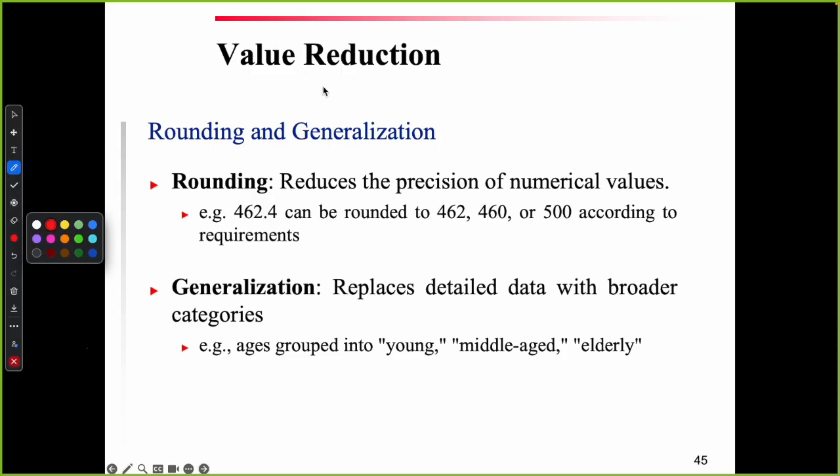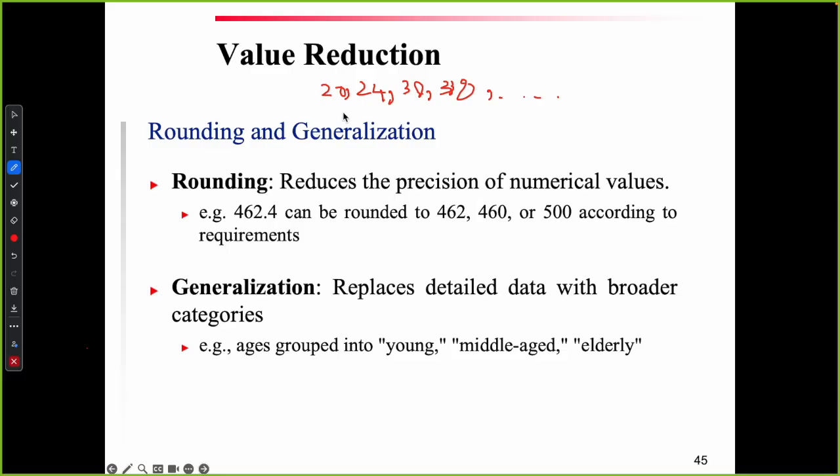For example, let's say you have 20 years old, 24, 30, 38, and so on. So you have these different values for the age. So we can replace them with broader categories.